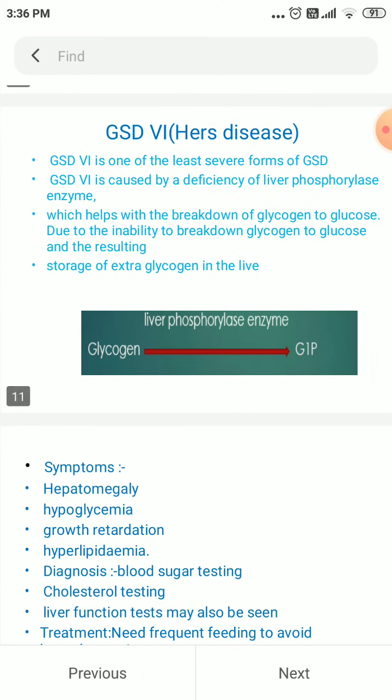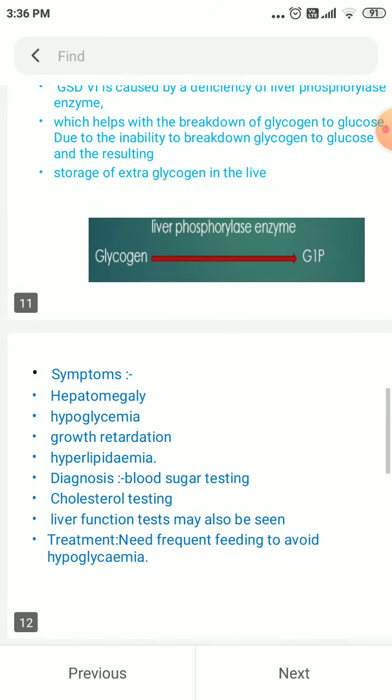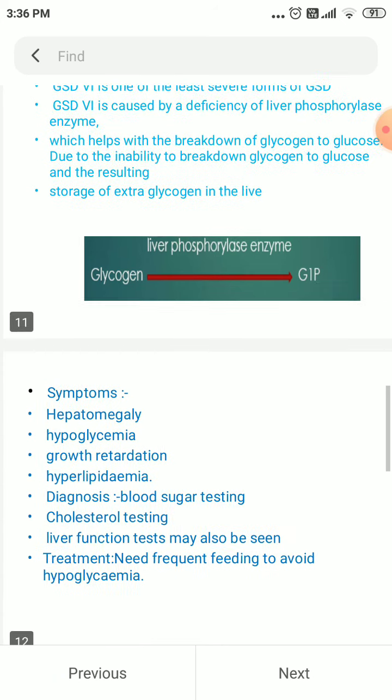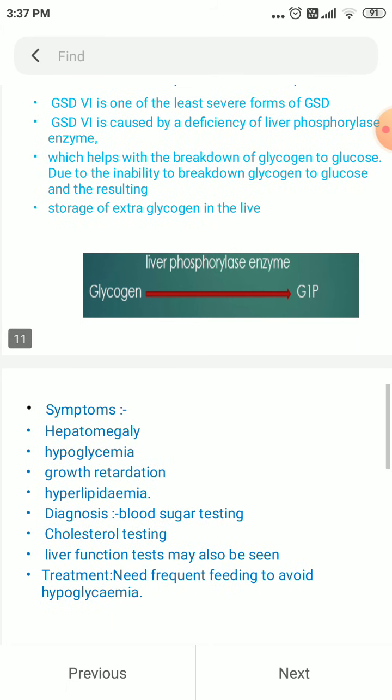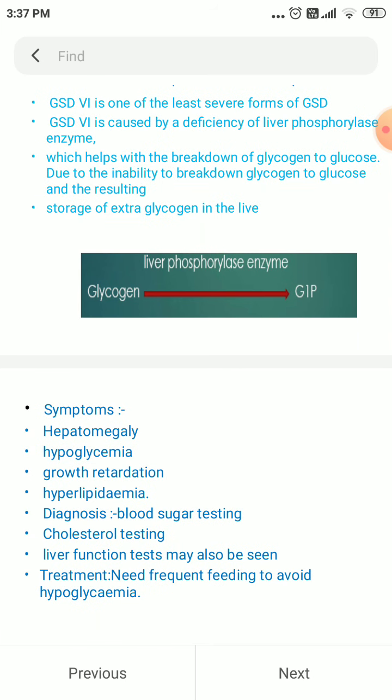So what are the symptoms we can observe in case of glycogen storage disease 6, or Hers disease? Hepatomegaly, the same thing, and hypoglycemia, growth retardation also, and hyperlipidemia. In the diagnosis, the blood sugar of the patient is indicative, the cholesterol will also be higher, and a liver function test can also be done. Treatment requires frequent feeding to avoid the hypoglycemic condition, of course.